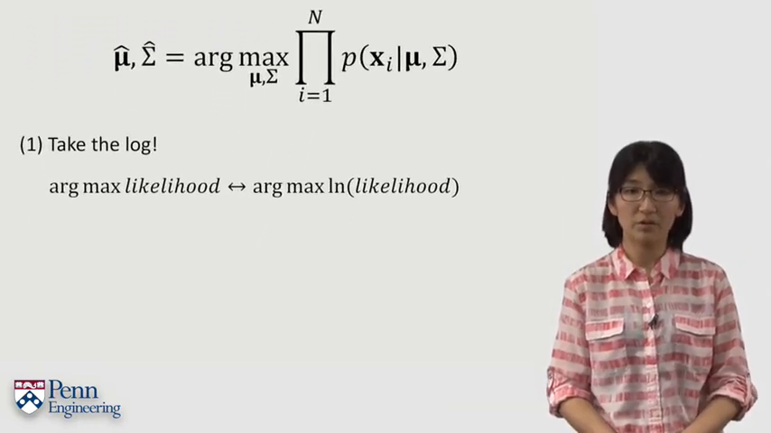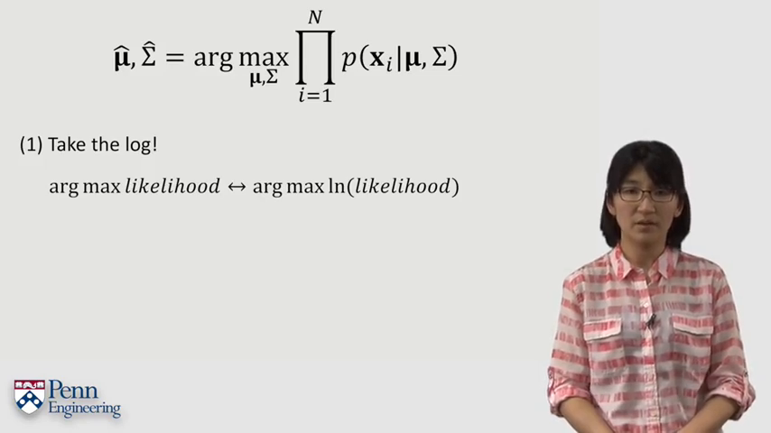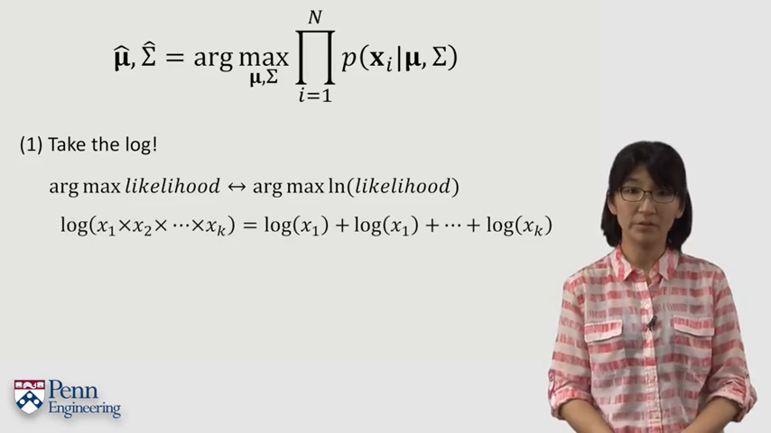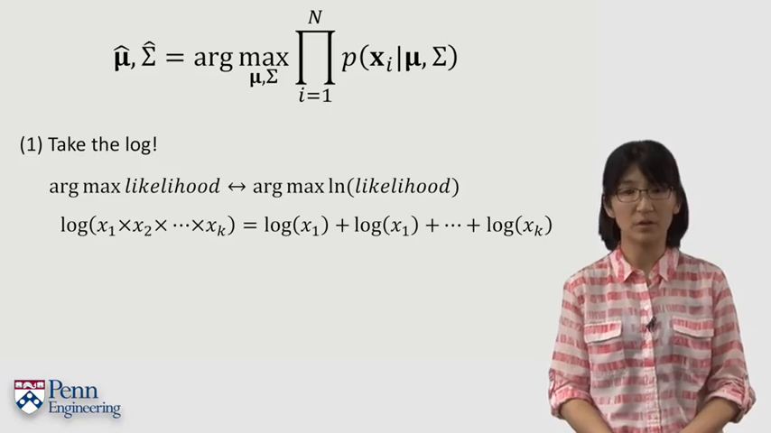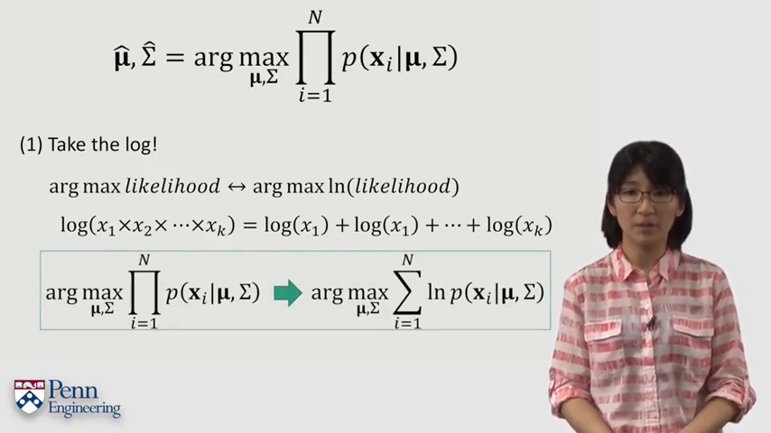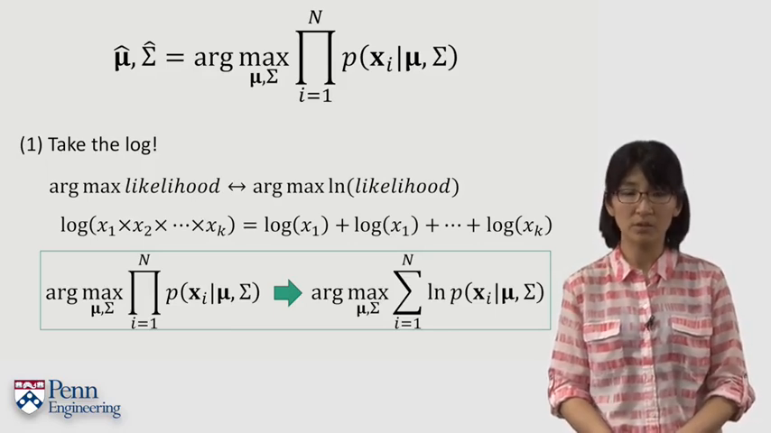First, we are going to use the properties of log functions. We have seen that instead of maximizing the likelihood, we may find the parameters that maximize the log likelihood because the maximizers are the same. Also, remember that the log of products equals the sum of the logs. Now, we can rewrite the problem as finding mu and sigma that maximizes the sum of all the log likelihoods of the individual measurements.